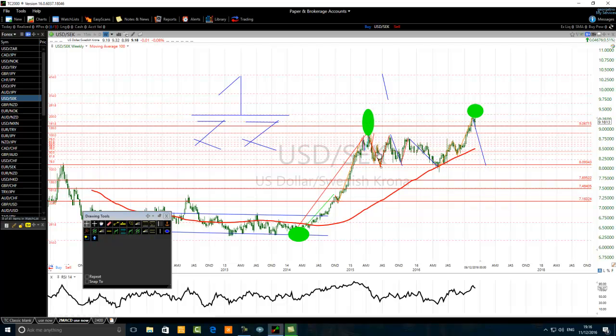And this complex flat correction up to this point is not finished here. We are waiting for the C part of the flat correction to be completed. When it is completed and it stops somewhere here, from here to here, that will be the first wave of a higher degree on a 22 weeks time frame, on a higher time frame. And this flat correction will be the second wave of a higher degree.